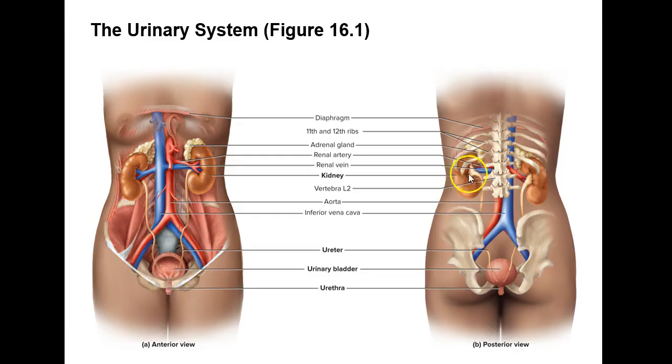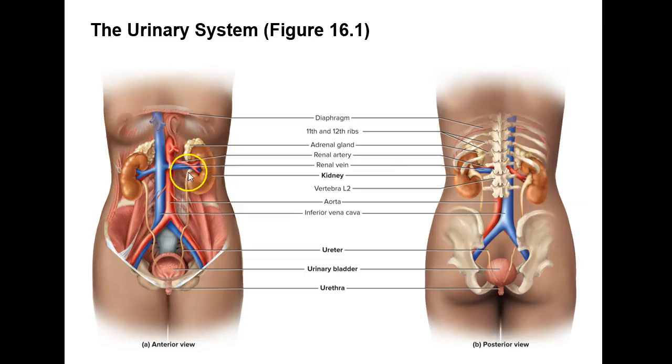Now I said that the kidneys are retroperitoneal. Again, they're on the back of the body, and you can see that here in this picture. And you'll also notice that they're found typically between the T12 and the L2 or L3 vertebrae. So towards the lower back, and again, towards the posterior half of the body.